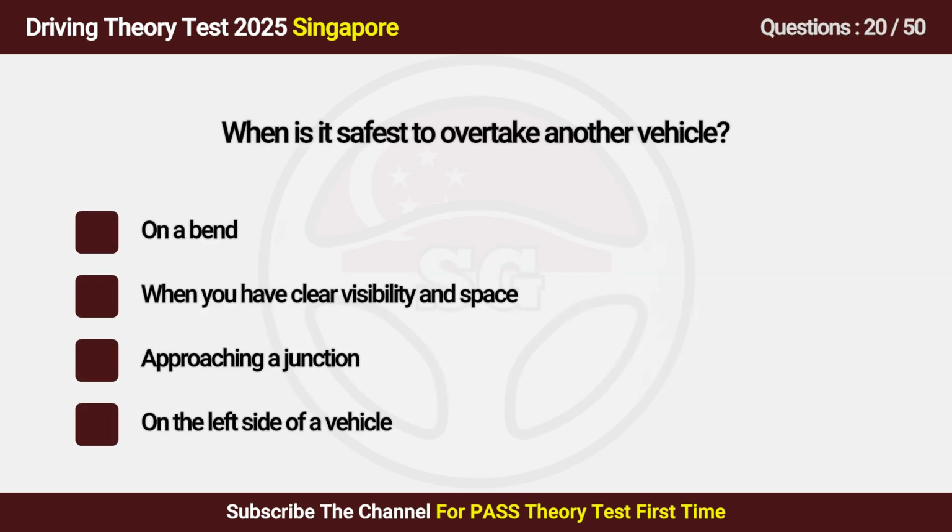A. On a bend. B. When you have clear visibility and space. C. Approaching a junction. D. On the left side of a vehicle.